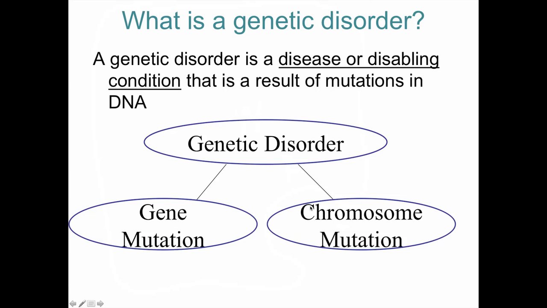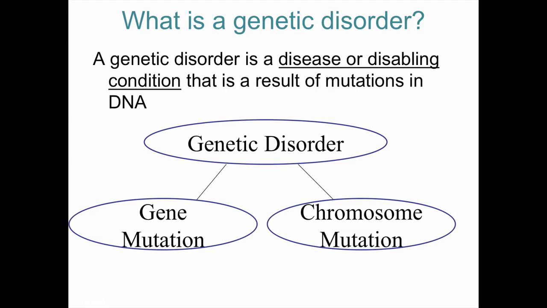All right, nothing to write down on this one. I just wanted to lay out the different types of genetic disorders that there are out there. A genetic disorder is a disease or disabling condition that is a result of mutations in the DNA. So any disease or disorder that is caused by messed up DNA in some way is going to be referred to as a genetic disorder.